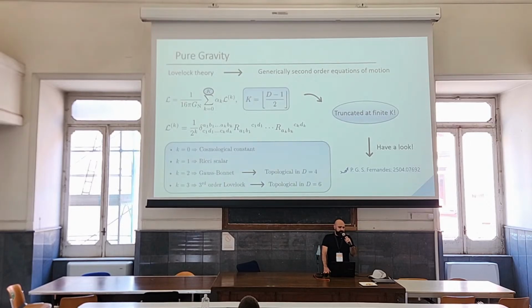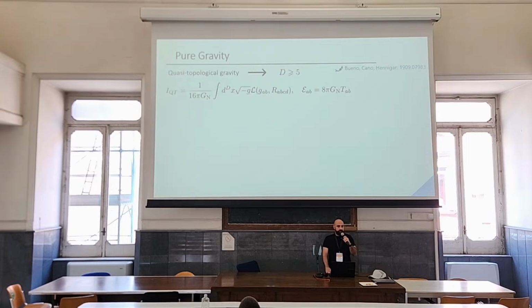Examples of these curvature densities: for k equals 0 it is the cosmological constant; for k equals 1, we have the Ricci scalar; for k equals 2, the Gauss-Bonnet term, which is topological in 4D; and we have the cubic term, which is topological in 6 dimensions. Today I'm going to talk about quasi-topological gravity, which is slightly more general, and it applies for spacetime dimensionality greater than or equal to 5.